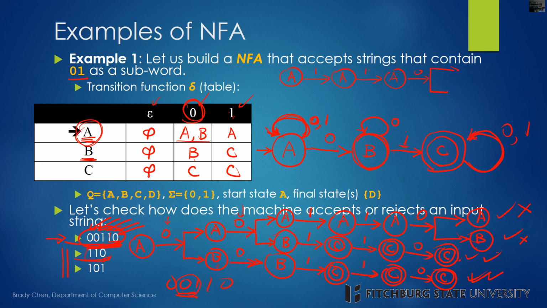So it could be in A, could be in B, based on the transition function. If it's A and the input is 0, then it could be A and B. Now that's the last one. A is not an accepting state, B is not an accepting state. Look at all the possible destinations. None of these is in the final or accepting state. So we reject that string.